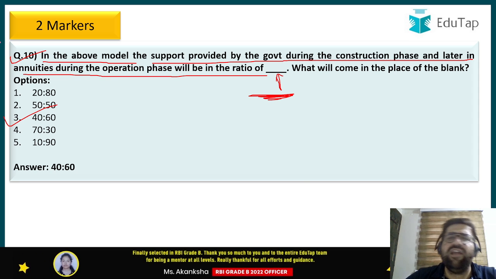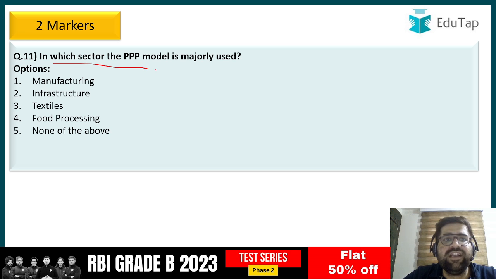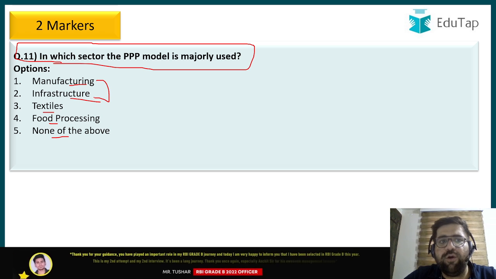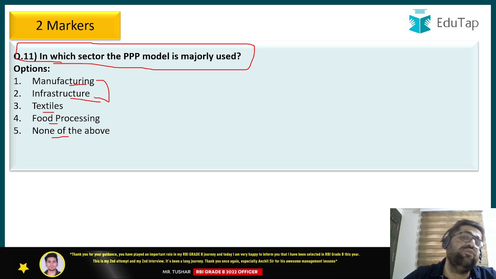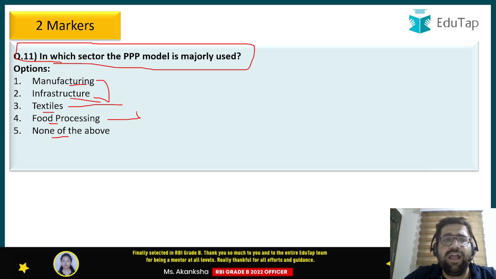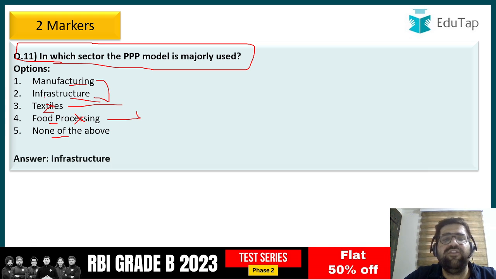Hybrid Annuity Model and Public Private Partnerships are very, very important when it comes to the field of RBI Grade B. Now, in which sector are PPP models mostly used? Is it manufacturing? Is it infrastructure? Is it textile, food processing, or none of the above? Now, these two options are confusing because it can be used in manufacturing, and it can be used in infrastructure as well. When it comes to textiles and food processing, I would have directly eliminated these two answers. According to me, the right answer will be infrastructure only.